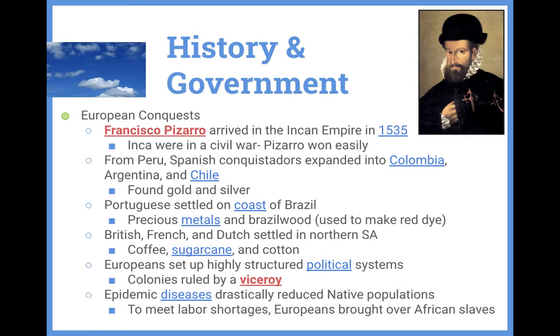But the British, French, and the Dutch settled in northern South America, where they found coffee, sugarcane, and cotton. And then Europeans set up highly structured political systems, and their colonies, like I said before, are ruled by a viceroy. So that was a royally appointed official who answered to the king. But epidemic diseases are going to drastically reduce the native populations. So like I said before, to meet these labor shortages, the Europeans are going to start to bring in African slaves.